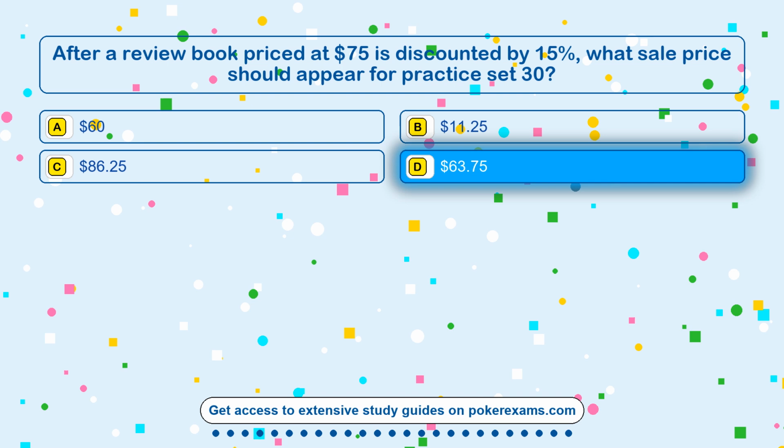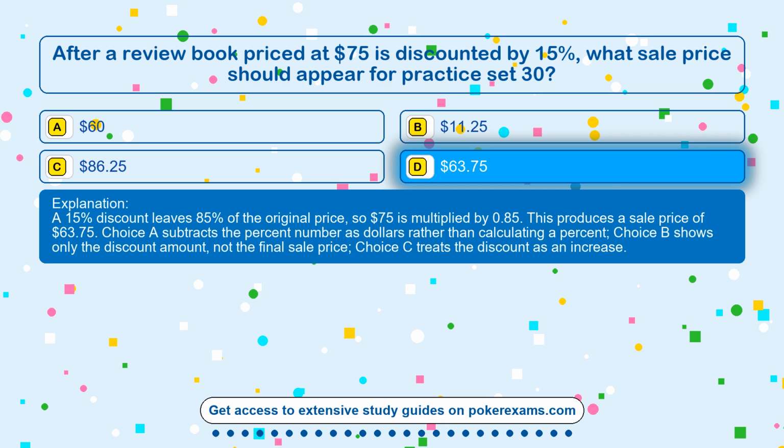The correct answer is option D, $63.75. A 15% discount leaves 85% of the original price, so $75 is multiplied by 0.85. This produces a sale price of $63.75. Choice A subtracts the percent number as dollars rather than calculating a percent, choice B shows only the discount amount, not the final sale price, choice C treats the discount as an increase.